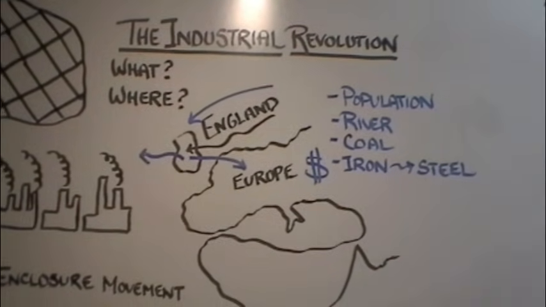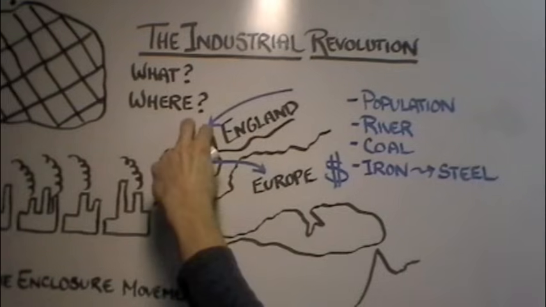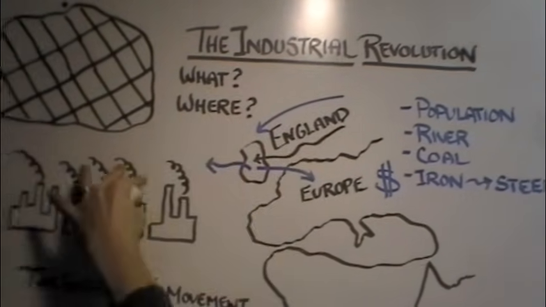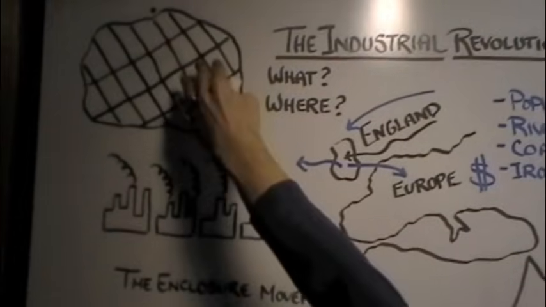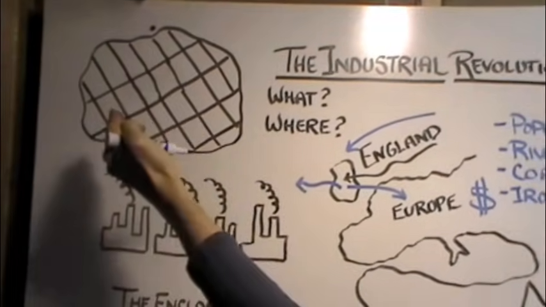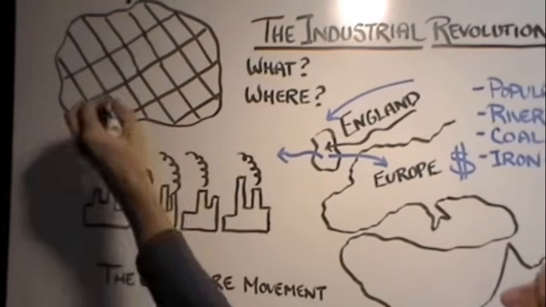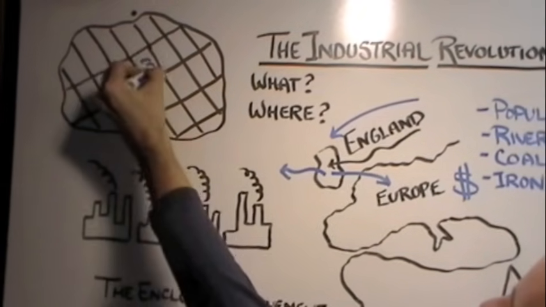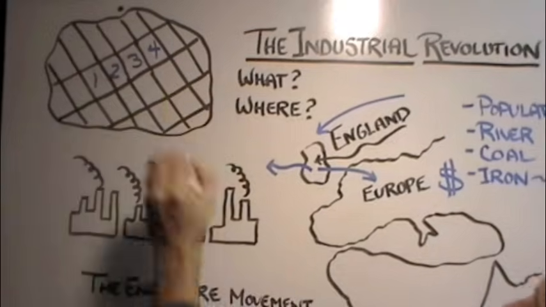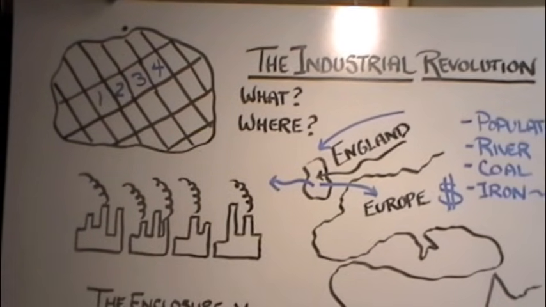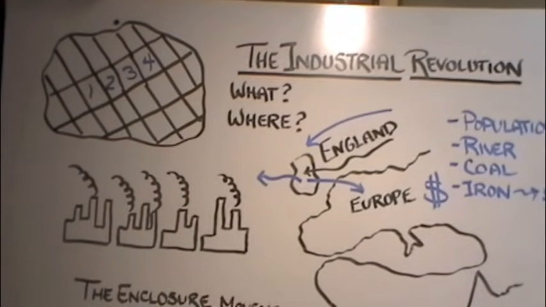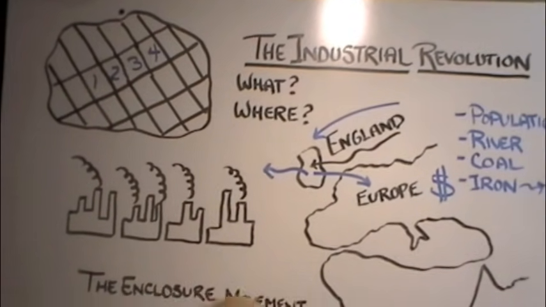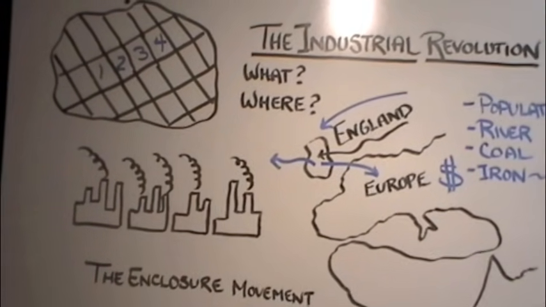So let's talk about what happens when in England people start shifting from the countryside into the cities to work in factories. If we divide up England into a bunch of little fields, we have England divided into little individual farms. So this would be farm number 1, number 2, number 3, number 4. And these were primarily poor English farmers that lived side by side for centuries. Most of these people had their land passed down to them from their grandfathers and their great-grandfathers and so on.